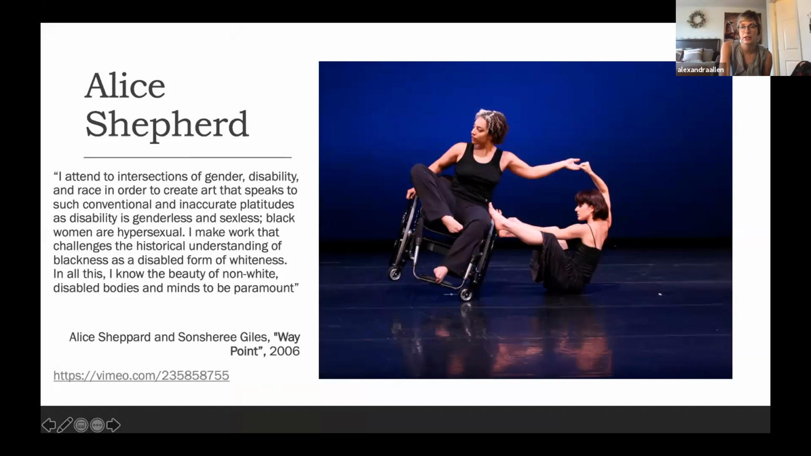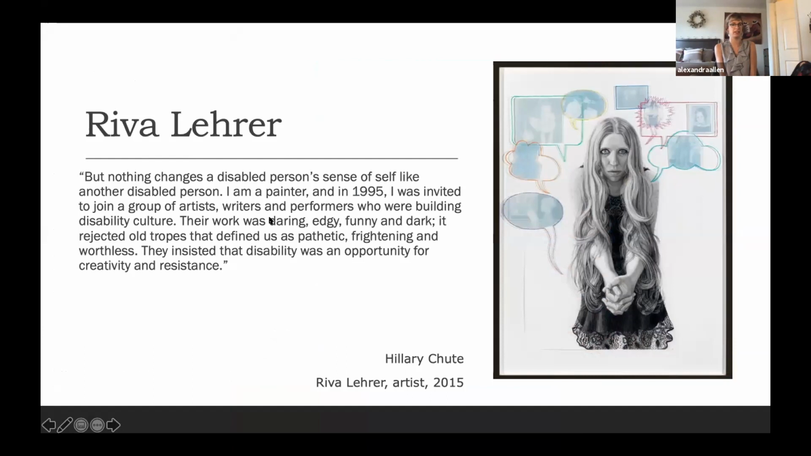That is Alice Shepherd. Next we have Riva, I believe it's pronounced Lehrer. I could be pronouncing that wrong. She's an artist, writer, and curator who focuses on the socially challenged body. She's best known for representations of people whose physical embodiment, sexuality, or gender identity have long been stigmatized.